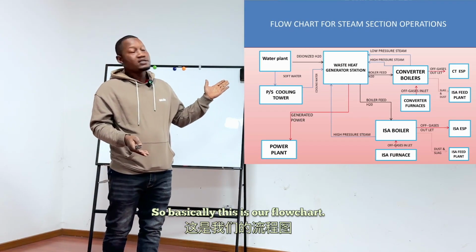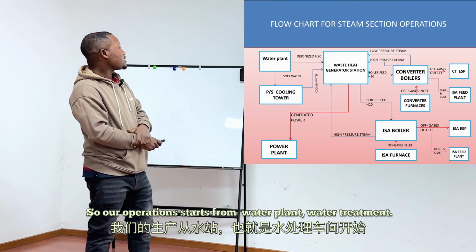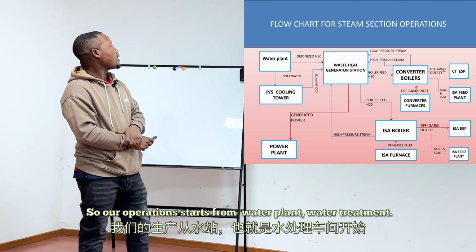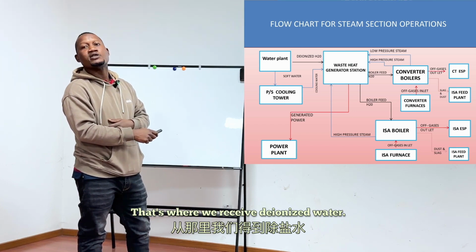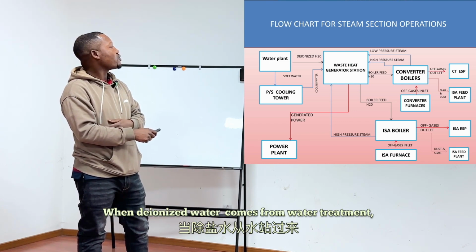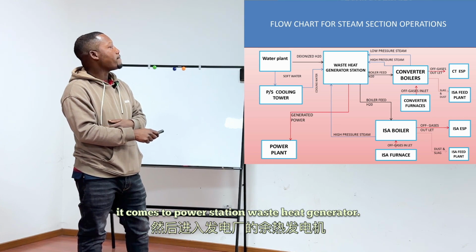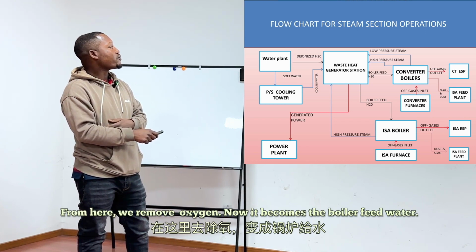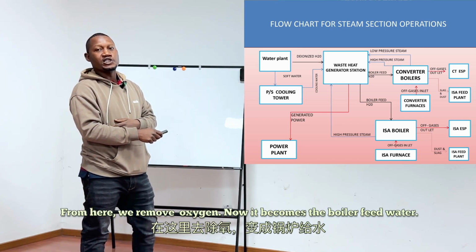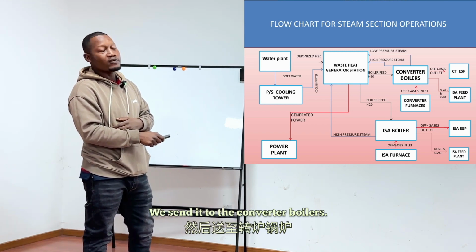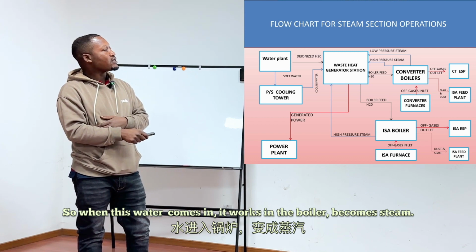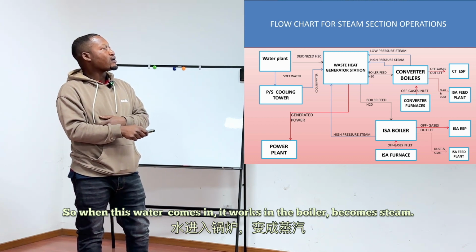So basically, this is our flow chart. Our operations start from water plant, water treatment. That's where we receive deionized water. When deionized water comes from water treatment, it comes to power station, waste heat generator. From here, we remove oxygen. Now it becomes the boiler feed water. We send it to the converter boilers. When this water comes here, it works in the boiler and becomes steam.